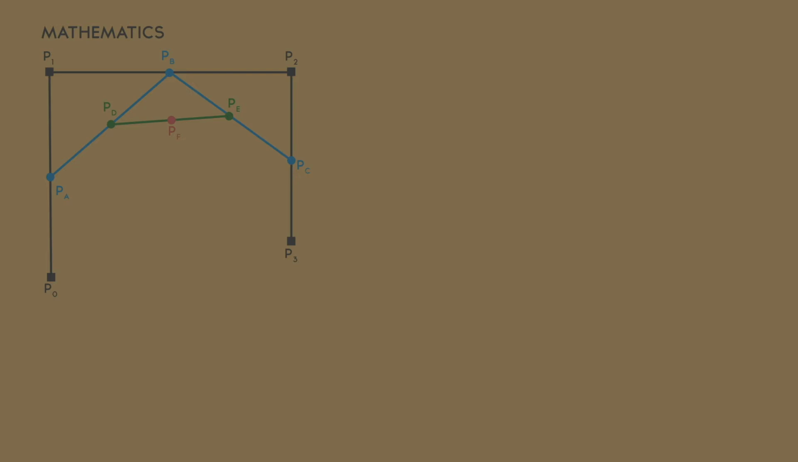So we need to lerp between P0 and P1, which will give us a point PA. So that is (1 - t) times P0 plus t times P1. And that is PA. We need to lerp between point 1 and point 2, which will give us PB, as in boy. And the math for that is (1 - t) times P1 plus t times P2.